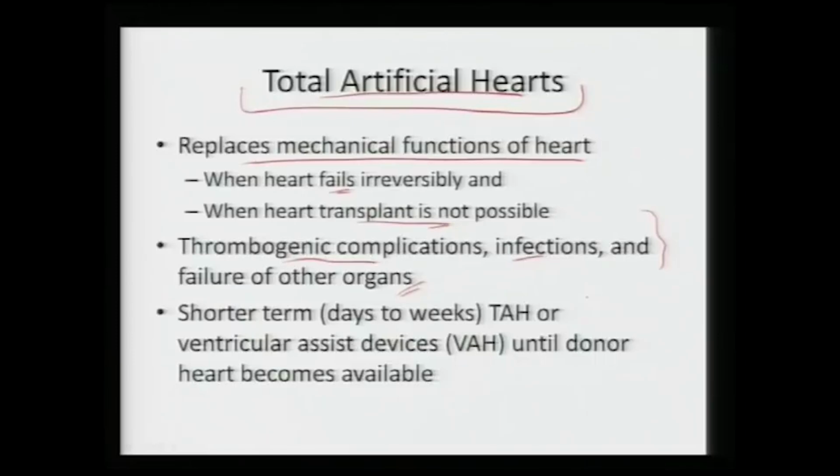But again this total artificial heart surgery is very much essential when we do not have a donor available right now for a heart transplant. So, ideally since they cause much more complications, infections and failure of other organs, they are basically utilized for shorter terms from days to weeks. Also there is some other device called ventricular assist devices. Those are utilized until the donor becomes available.